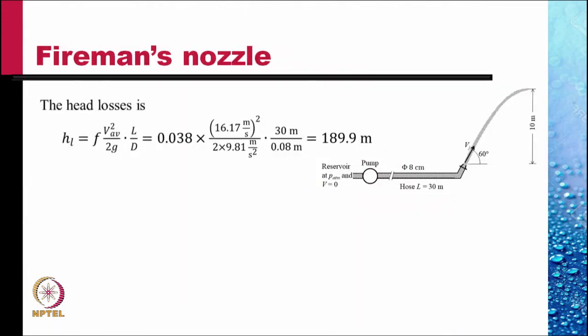Once we know the value of f, I can calculate the head loss as f times V average squared by 2g times L by D, and this comes out to 189.9 meters.